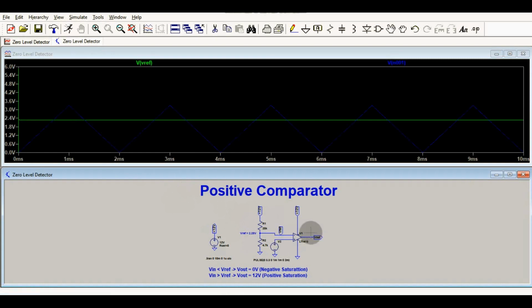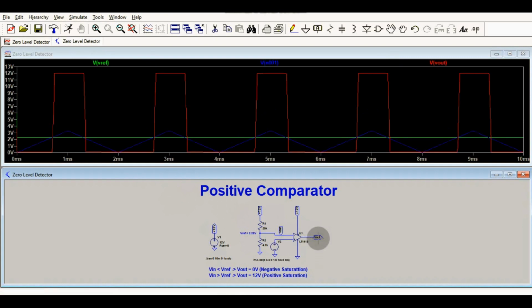Now let me check the output. Okay, so this is the output. This is the output V out, this is the V reference, and this is the V in. Our first condition was whenever your input voltage is less than the V reference voltage, your V out would be 0 volt. You can see from here until here your input signal is less than the V reference signal.